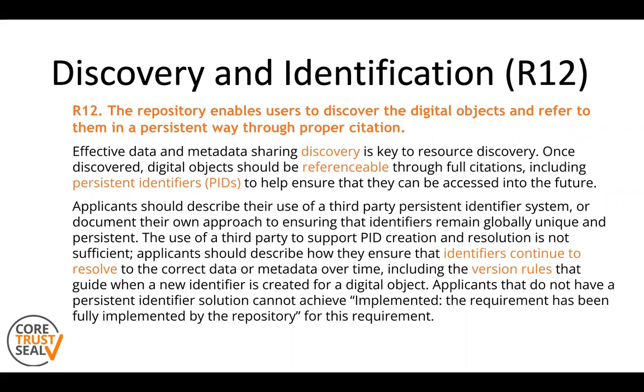accessed into the future. Applicants should describe their use of any third-party persistent identifier systems or document their own approach to ensure that identifiers remain globally unique and persistent. The use of a third party to support PID creation and resolution is not sufficient. Applicants must show that they are ensuring identifiers continue to resolve to the correct data or metadata over time, including any versioning rules that guide when a new identifier is initiated for a digital object. Applicants that do not have a persistent identifier solution in place cannot achieve the implemented status in this requirement.